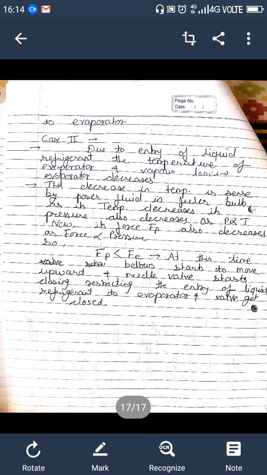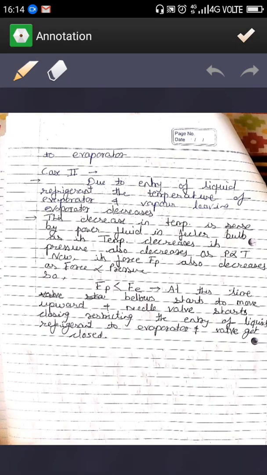Now we are going to study case 2. What is case 2 going to say? This is when the valve is open. Due to the entry of liquid refrigerant, the temperature of the evaporator and of the vapor leaving the evaporator decreases. You know, when the liquid refrigerant enters the evaporator, it evaporates, and by absorbing heat inside the evaporator, the temperature drops.